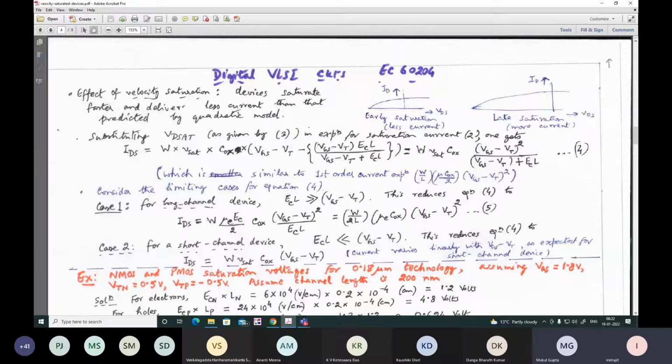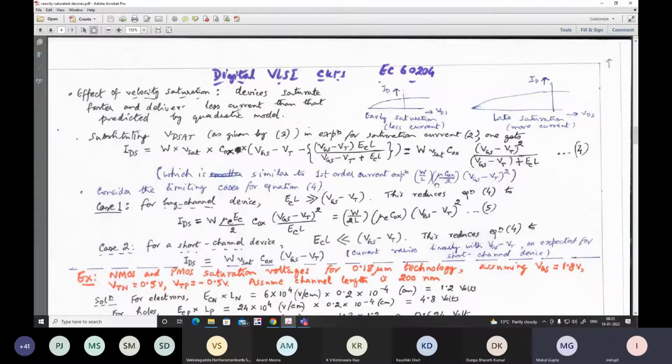This is an important expression. Product of channel width, saturation velocity, gate capacitance per unit area, and (VGS minus VT) square in the numerator, and in the denominator you have got VGS minus VT plus ECL, which is similar to the first order expression. So just for your benefit, I have brought in this.